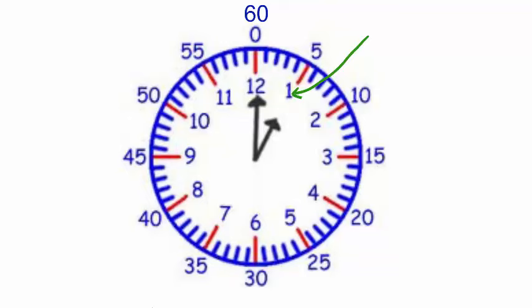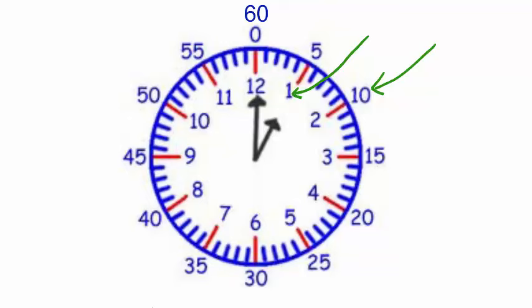If you look carefully at the numbers outside the clock, they represent minutes. Minutes have been marked from 0 to 60. So, every small blue line along with the red lines indicate minutes.